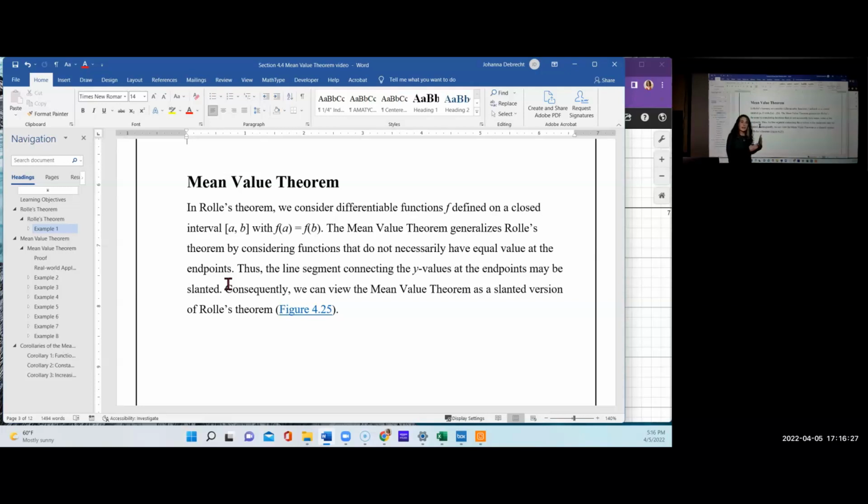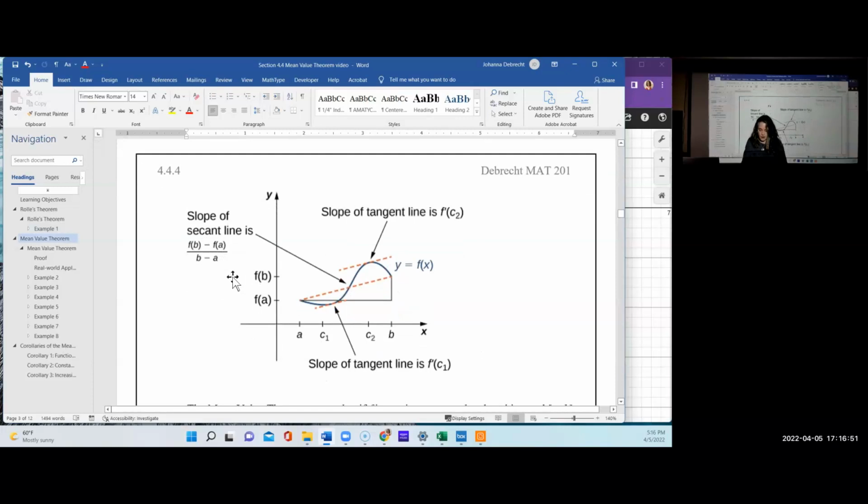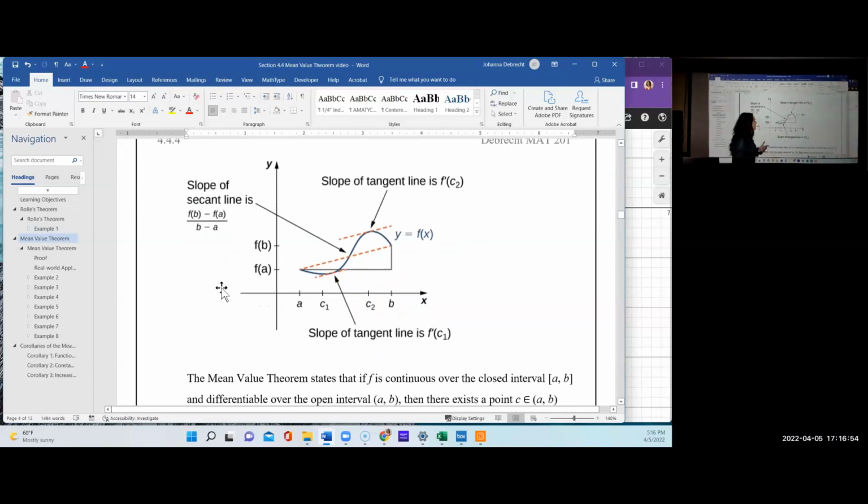So we take that condition out and we find instead that the mean value theorem will tell us that whatever the slope of the line connecting the endpoints, the secant line, whatever that is, as long as the function is continuous on the closed and differentiable on the open, then there has to be a c between a and b where the slope of the tangent line is the same as the slope of the secant line. Let's now take a look at a graph so that we can see what this means. Looking at the graph, note that the endpoints no longer have necessarily the same y value. They could, that would be Rolle's theorem, but they are no longer required to. They can have different y values.